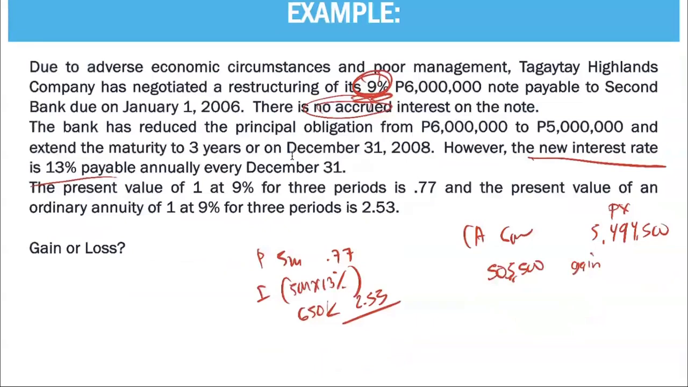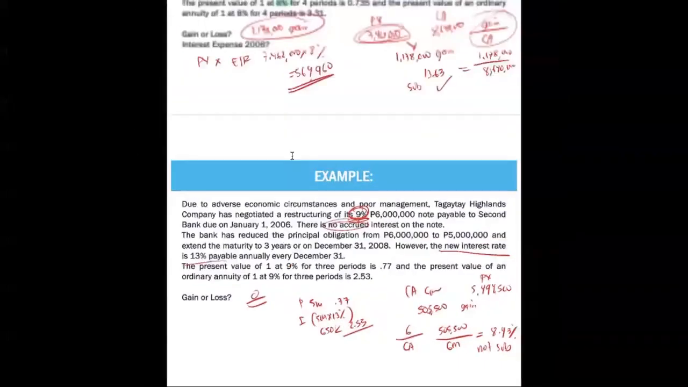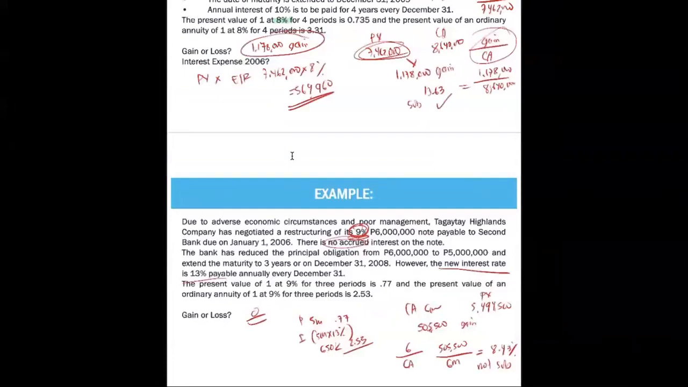First, we get the gain and divide it by the carrying amount. So 505,500 over 6 million. What is the percentage? 8.43%. Since it is 8.43%, it is not substantial. The gain or loss is 0. So notice earlier, it was substantial at 13.63%, with a gain. Not substantial, no gain or loss recorded. So that's it for our compound financial instrument and debt restructuring. If you have questions, feel free to chat them.